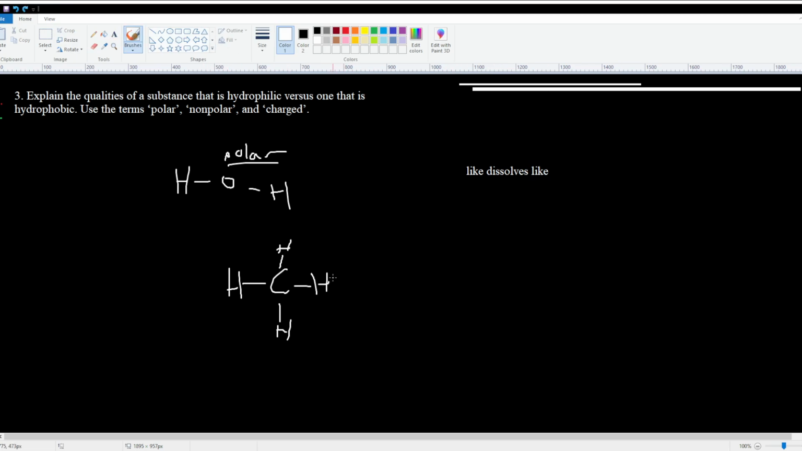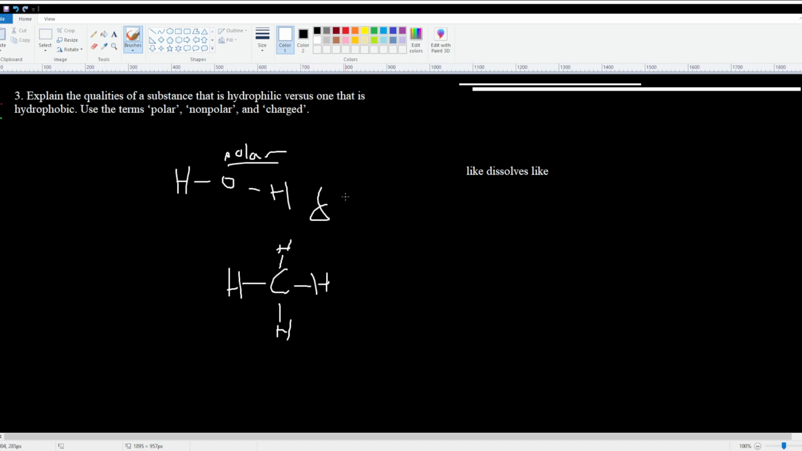So what's going to happen is methane and water are not going to mix. They're going to stay separate because they have different properties. Water is polar, therefore it's not going to mix with a non-polar substance like methane. Methane is non-polar, therefore it's not going to mix with a polar substance like water, right? So it all has to do with charge.